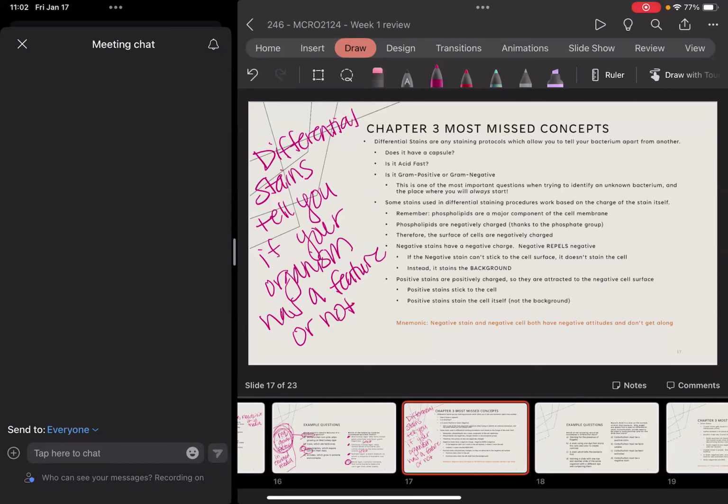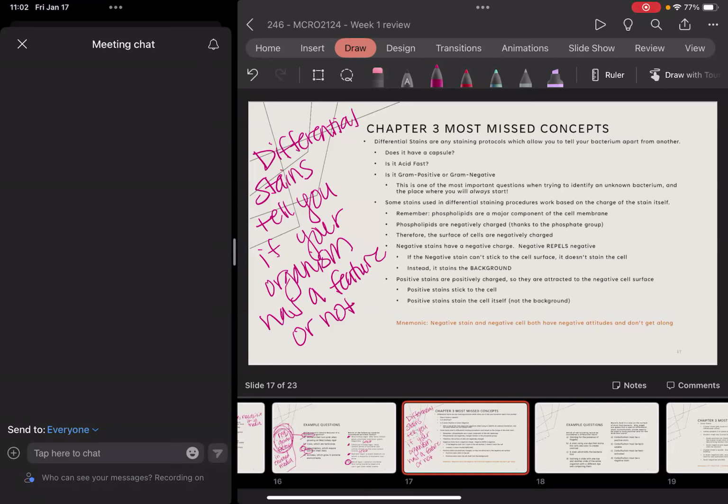So does it have a capsule? Is it acid fast? And we'll talk about what capsules are and acid fast. That's coming up in chapter 4. You don't need to have these specific tests down pat how they work right now in chapter 3. In chapter 4, you will though, okay? And when we do it in the lab, you're going to need to know these stains inside and out. But for now, just understanding that this is the concept of what a differential stain is.